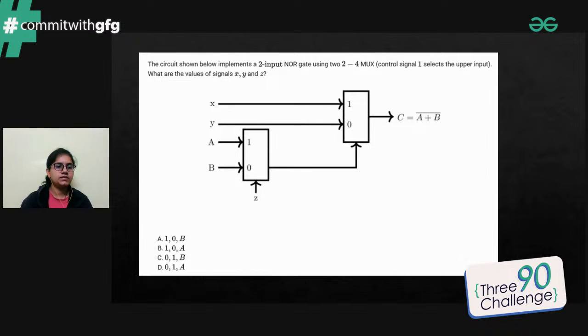One more question. This is one more question if you can solve. The circuit shown below implements a 2-input NOR gate using 2, 2 to 4.